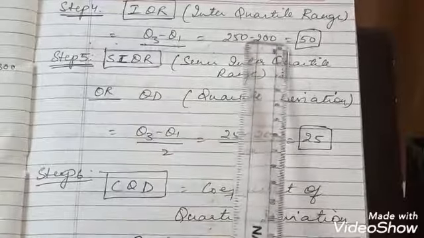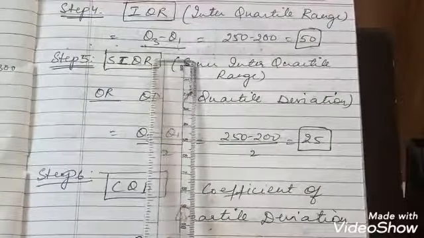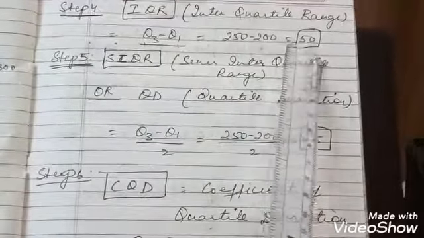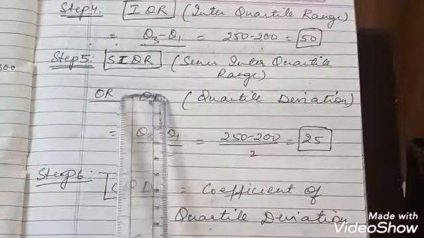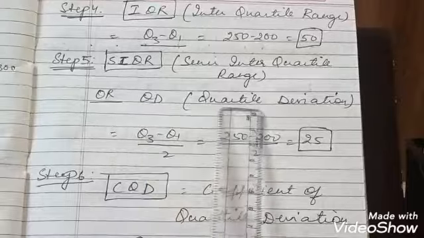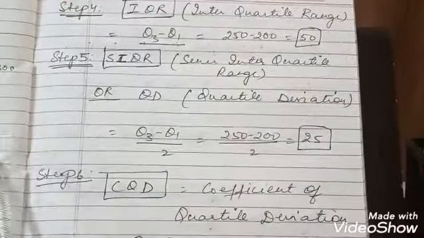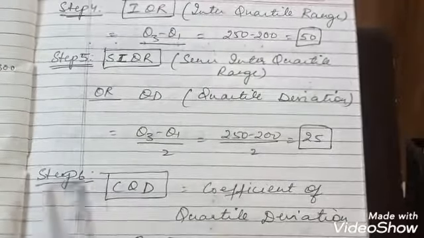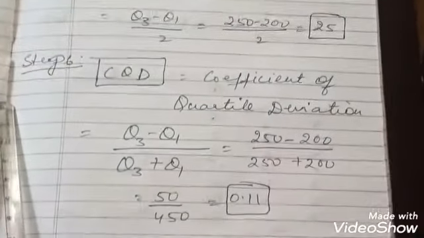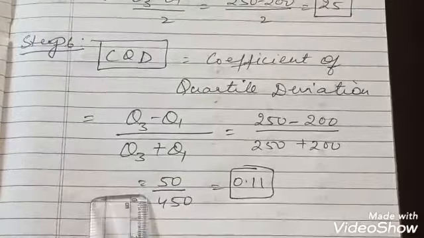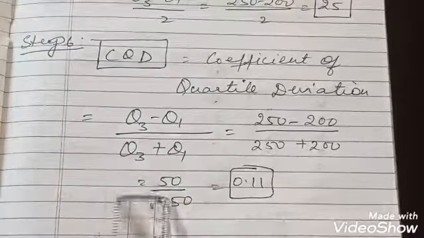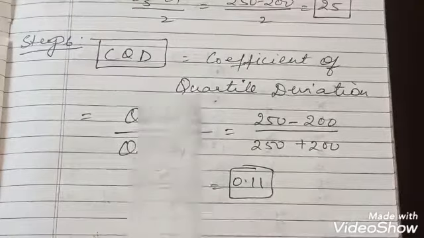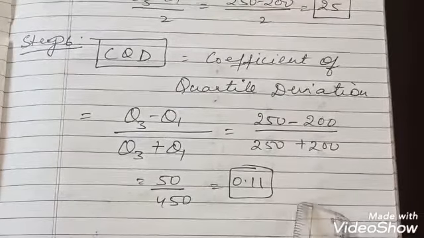So interquartile range is known as Q3 minus Q1, IQR. Q3 is 250 minus 200, which is 50. Semi interquartile range is also known as quartile deviation. Semi means half. Q3 minus Q1 upon 2, which is 25. Coefficient of quartile deviation is Q3 minus Q1 upon Q3 plus Q1. So 50 upon 450 which is 0.11. I explained to you that the coefficient will always be less than 1.